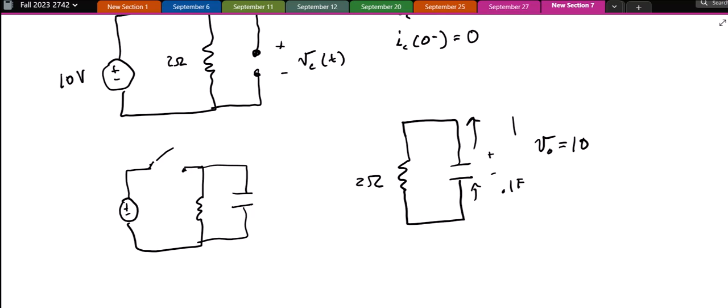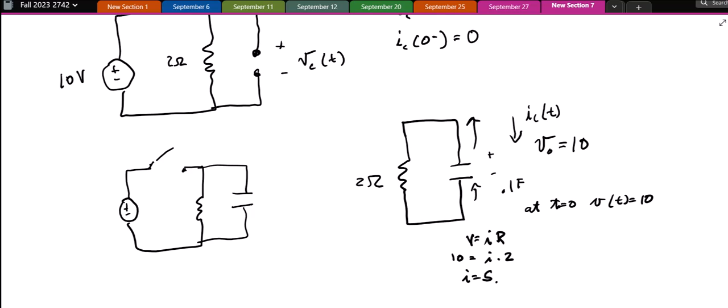And we defined IC of t as going down, and so our answer is going to end up being negative because it's not going down, it's going up, so it'll be going in the opposite direction. And to figure out our current, this is only our instantaneous current at time t equals 0. So at t equals 0, V of t equals 10, because it was the same as that voltage source. And then we know that V equals IR, or 10 equals I times 2, and I equals 5 amps.